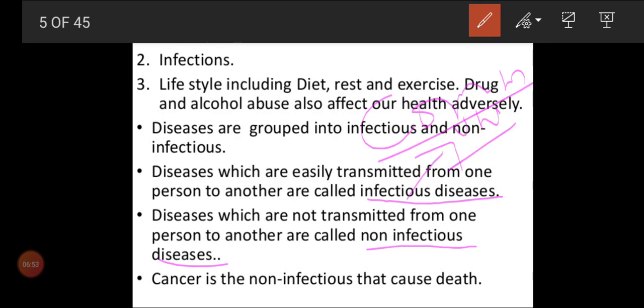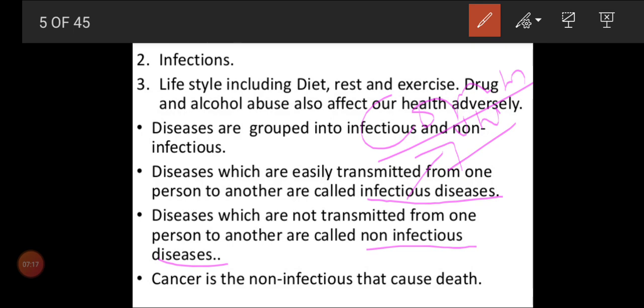Communicable diseases or infectious diseases can spread from a person to another person. And non-communicable or non-infectious diseases normally won't transfer from a person to another person. So that is the definition for communicable or infectious diseases, and non-communicable or non-infectious diseases.